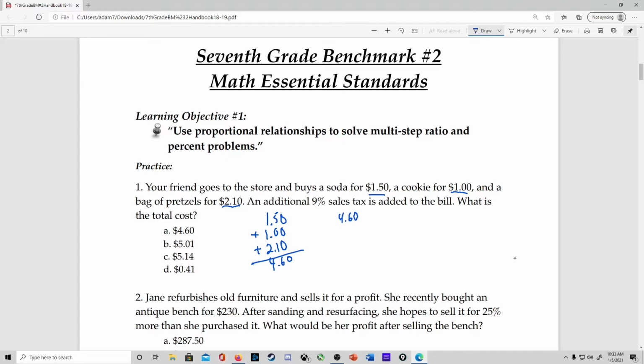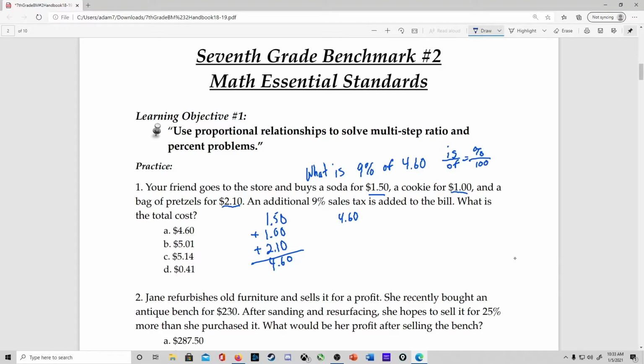Now we know that there's an additional 9% added. So we know we have to add something to this. So we need to think about what question we're asking. So we need to know what is 9% of $4.60, right? And so we can think about our proportional relationship as is over of is percent over 100.